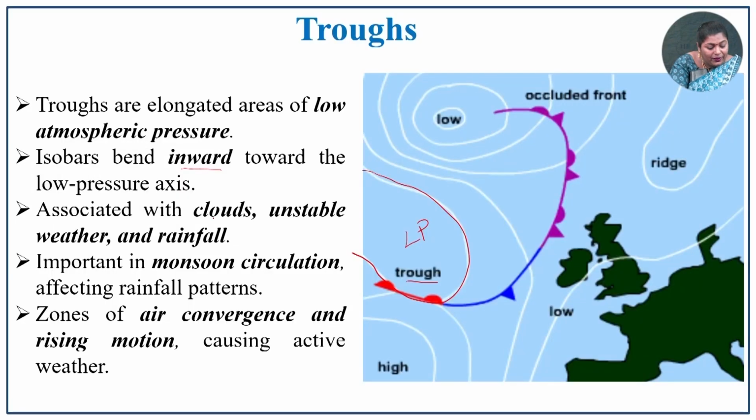Inward, associated with clouds, unstable weather and rainfall. So, if it is going to be a low pressure, there are disturbances. And it is associated with cloud formation, unstable weather condition, and rainfall will be prevailing in this region. It is important in monsoon circulation, affecting the rainfall patterns of that particular region. This zone of air convergence and rising motion causes active weather in this region. So, this is known as trough.